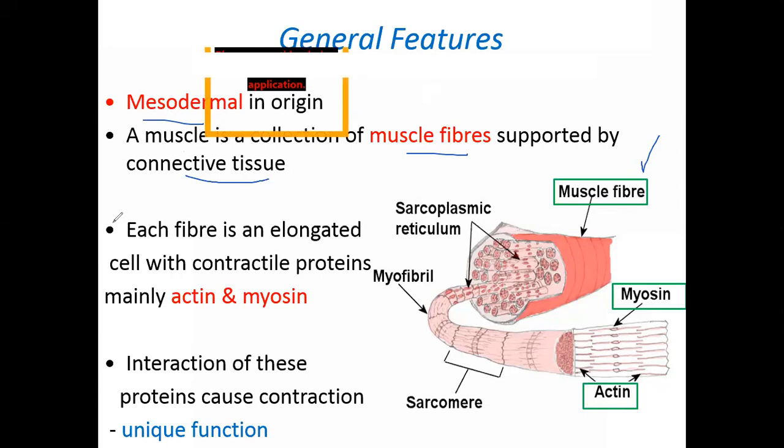Each muscle fiber is an elongated cell with contractile proteins, and they are called actin and myosin. So there are proteins inside and they are called actin and myosin. You can see here in this diagram, this is actin and this is myosin. These are contractile. Contractile means they help in contraction.